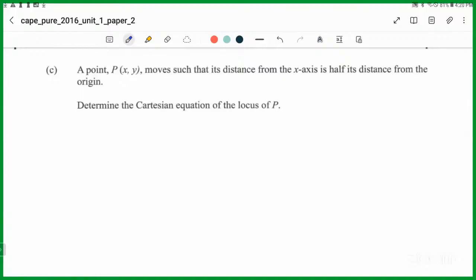Give me 10 minutes to do this one. It's now 4:20, giving it till 4:30. 10 minutes. Easy. Make a sketch of what they have said and work it out. Point P moves such that its distance from the x-axis is half its distance from the origin. Make a sketch and work it out. Right? Distance from the x-axis is half the distance from the origin. Make a sketch and work it out.